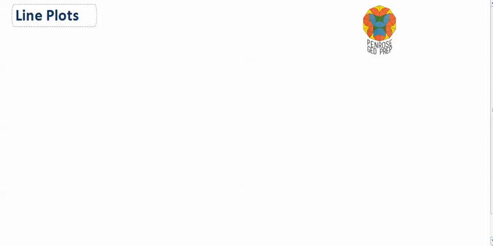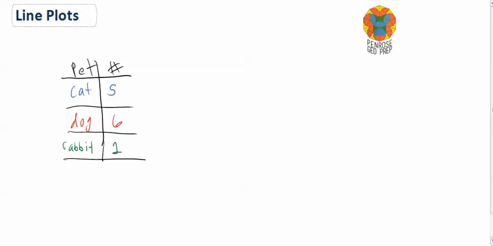We are going to learn about line plots. A line plot is a graphical representation of data from a table. So, say we have a table that shows how many people in a neighborhood own a cat, a dog, or a rabbit. We see in this table that the three pet choices are cat, dog, and rabbit, and then the numbers on the right. So 5 cats are owned in the neighborhood, 6 dogs are owned in the neighborhood, and 1 rabbit is owned in the neighborhood. We can represent this table on a line plot.